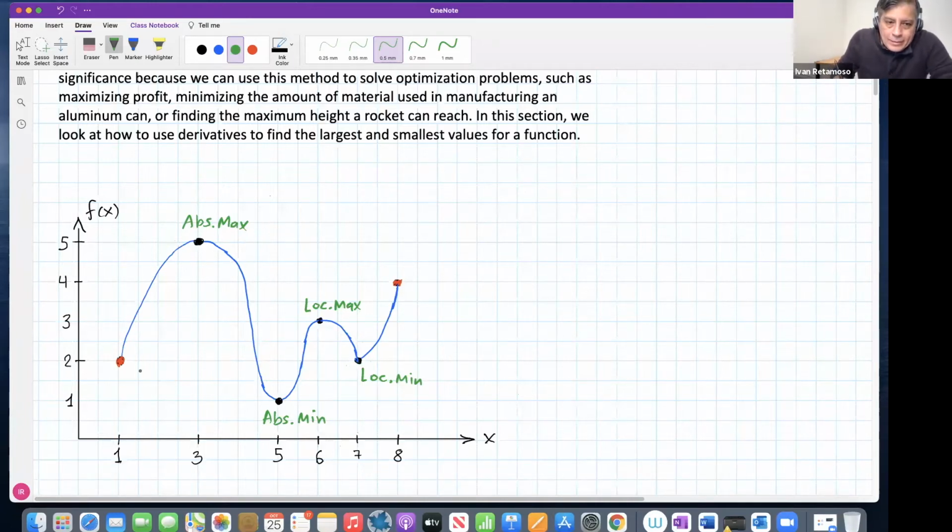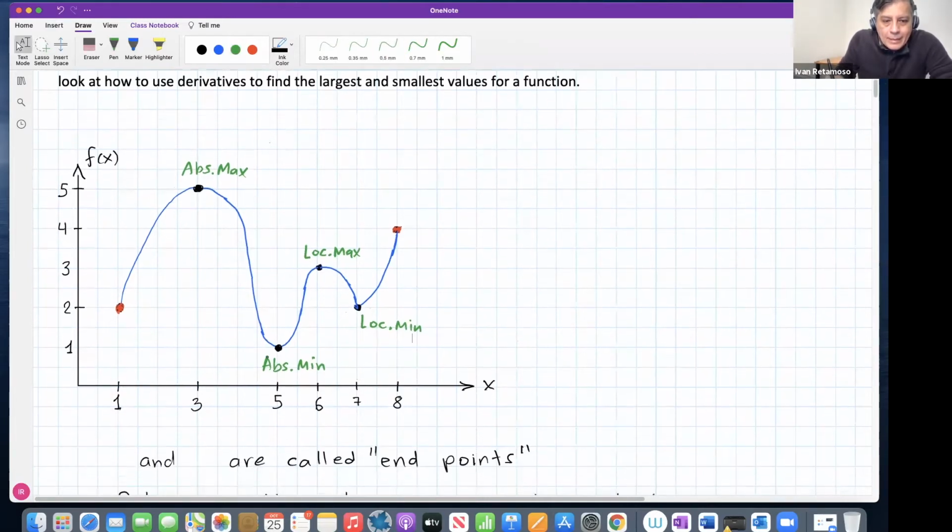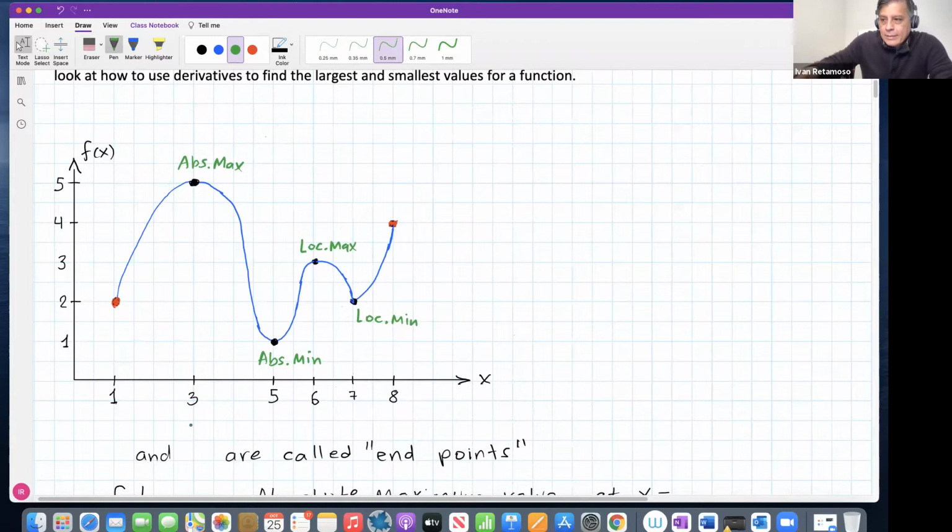Now, also these 2 points in red here, where the function starts and where the function ends, are called endpoints. So let's write it here. 1 and 8 are called endpoints. So 1 and 8, endpoints.